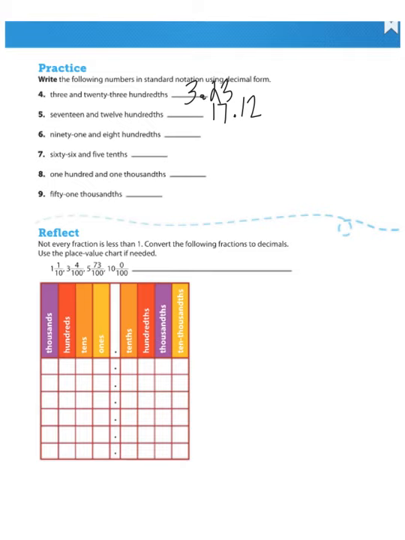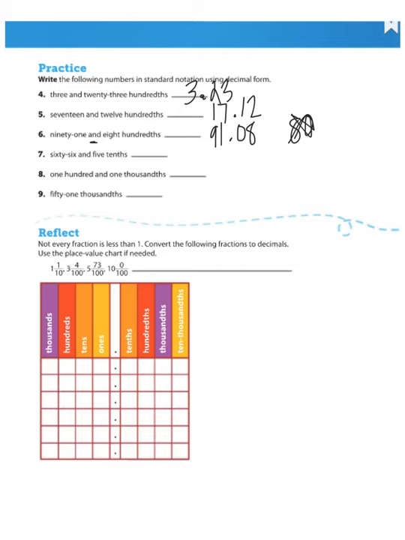Number 6, 91 and 8 hundredths. So start with your 91. Where you see the word and is where your decimal point goes. 91 and 8 hundredths. So this is going to be 91.08, not 91.8. If it was 80, that would read 80 hundredths. Okay, and this is 8 hundredths, so it's 0.08.